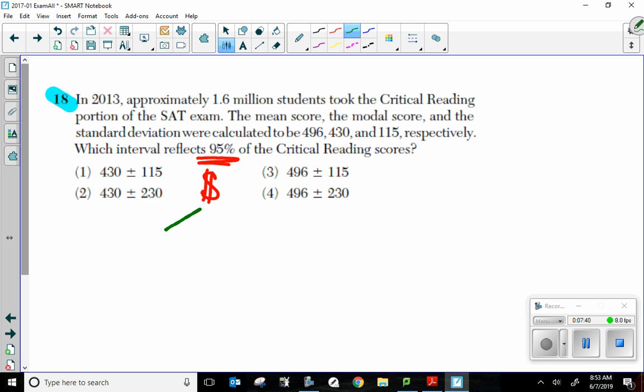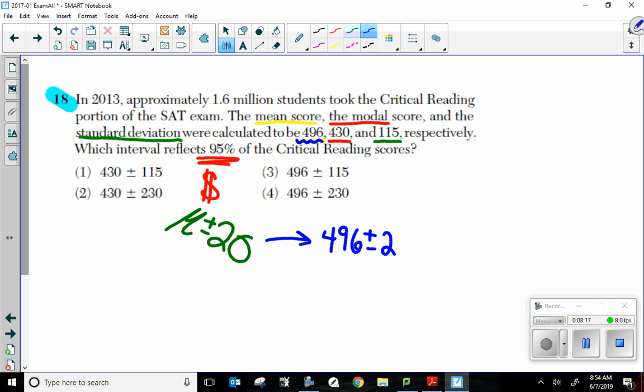That is my mean, which is this symbol, plus or minus 2 standard deviations, which is that little symbol right there. All right, here's what you need to understand first. You see how they list the mean score, then they list the modal, then they list the standard deviation? That is the same order the numbers are in. So my mean is 496, my mode is 430, and my standard deviation is 115. Okay, so my mean, which is 496, plus or minus 2 standard deviations, which is 115.